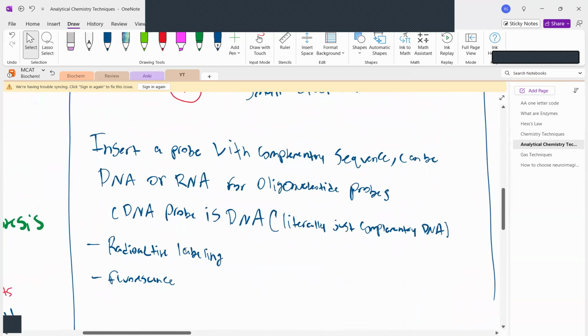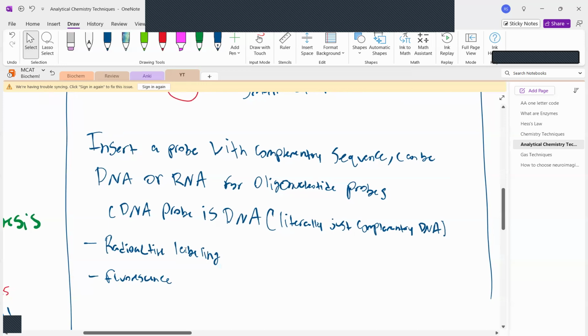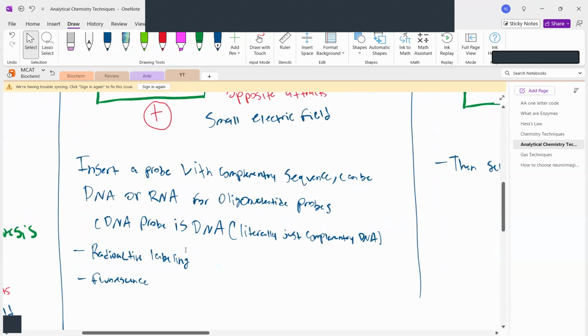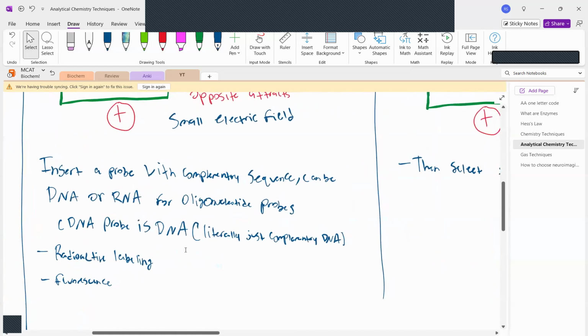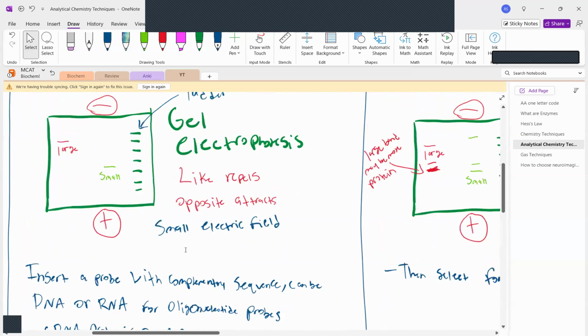In order to realize what RNA this is, you can insert a probe with complementary sequences, which can be DNA or RNA for an oligonucleotide probe. Or you could have a cDNA probe, which is obviously going to be DNA, just a complementary DNA. It'll bind to the target, and then you could have radioactive labeling, or fluorescence as well, in order to see what's happening.